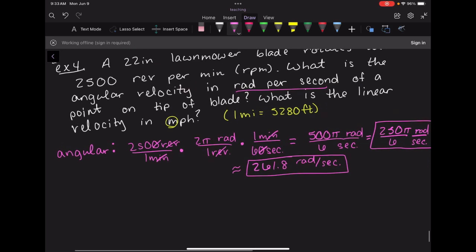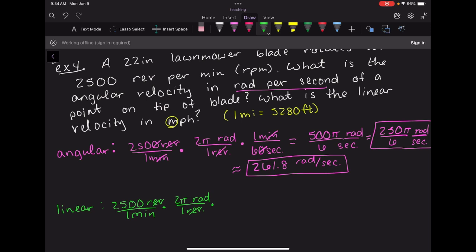Okay, now let's go ahead and do the linear velocity. I'm going to start with the same thing, 2,500 revolutions over 1 minute. I still need an angle, even for linear, because I need to get out of revolutions. So 2 pi radians over 1 revolution. And then let's see what else I need to change. I'm going to need to change my distance, most likely. And I also need to go from minutes to hours.